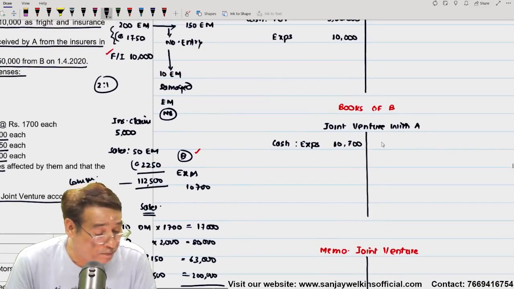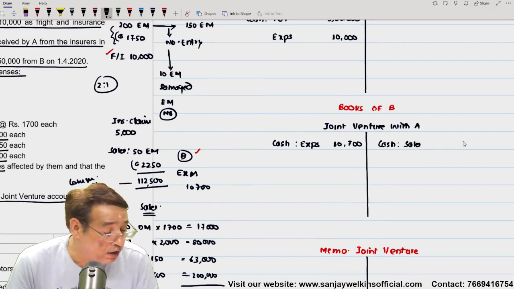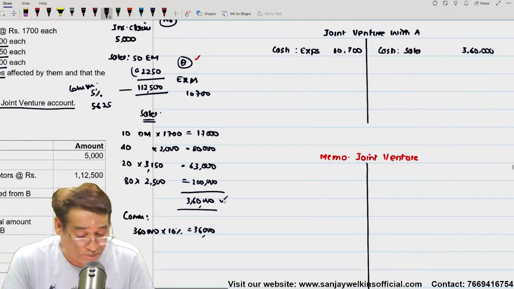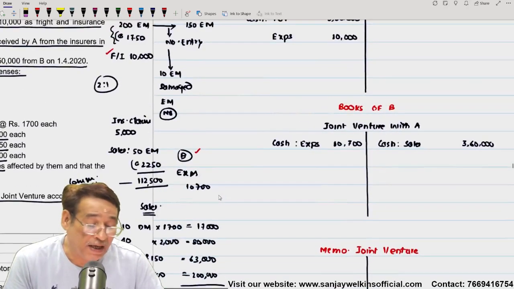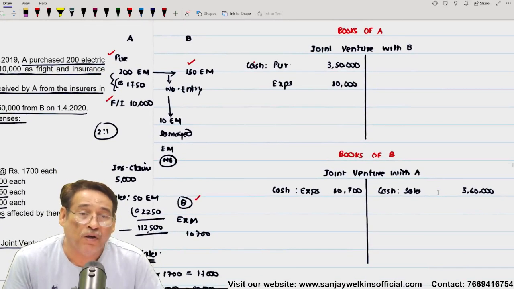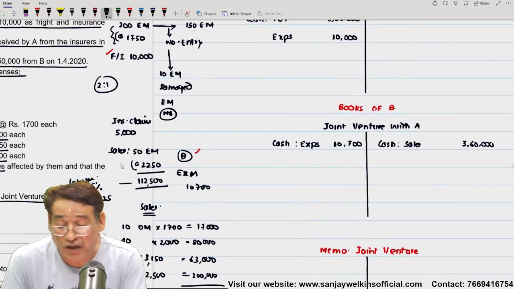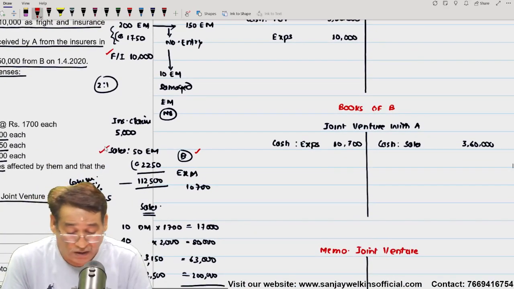So I will write here by cash sales 3,60,000. So this transaction is also over. Besides, it is given in the question that both the co-venturers were entitled, even A has also incurred some sales. We haven't taken that into account yet.